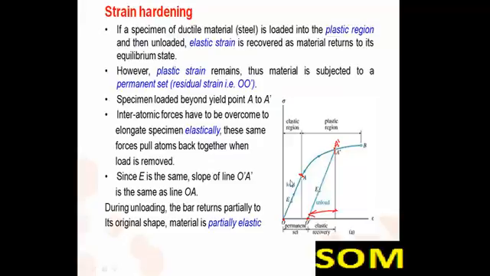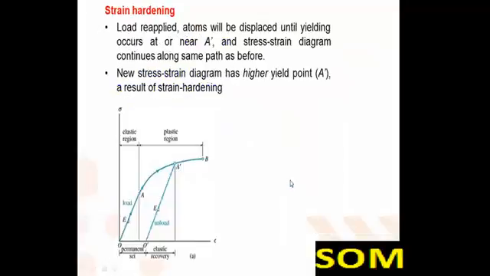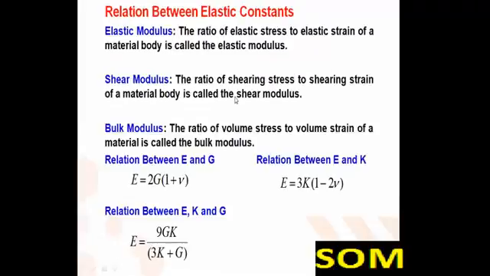During unloading, the bar returns partially to its original shape. The material is partially elastic. This region is known as the plastic region. This is elastic. Now the stress-strain diagram has a higher point as a result of strain hardening.